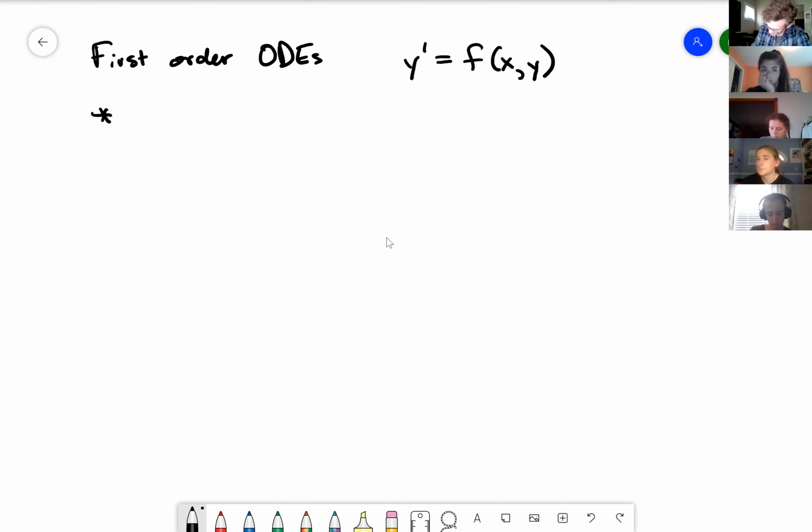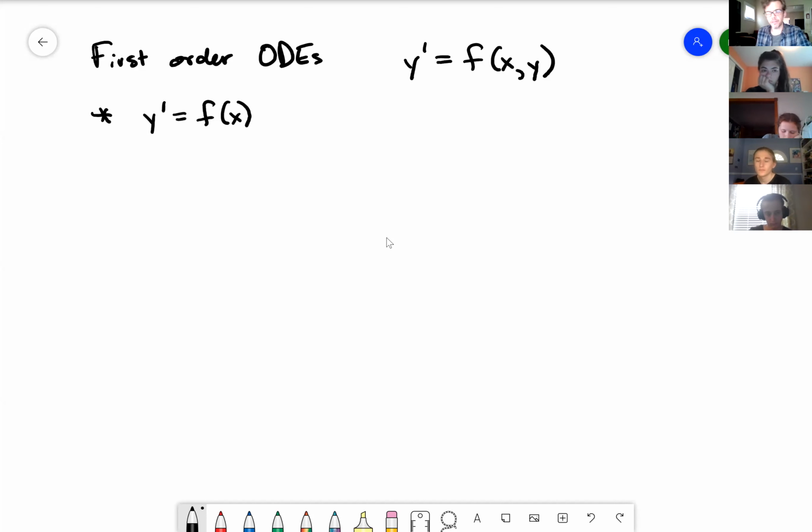The easiest was when y prime is just a function of x, right? And so in this case, we just integrate both sides. We think of y as a function of x, and the derivative of y is also a function of x. So all we have to do is find the antiderivative. Okay, so that was the easiest case.